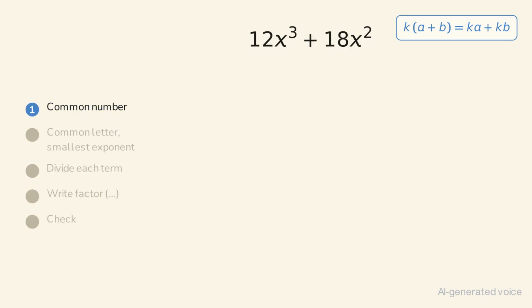Alright, we'll factor 12x cubed plus 18x squared. First, notice something the decision tree asks for. Count the terms. This polynomial has 2 terms, 12x cubed and 18x squared. The idea is to find what repeats in both, so we can pull it out.